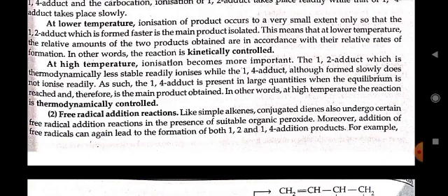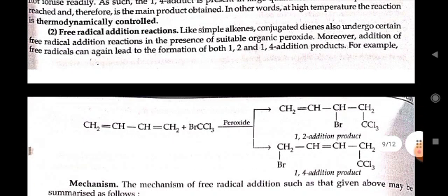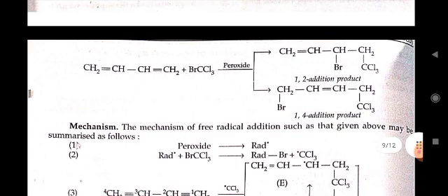Free radical addition reactions. Like simple alkenes, conjugated dienes also undergo certain free radical addition reactions in the presence of a suitable organic peroxide. Moreover, addition of free radicals can again lead to the formation of both 1,2 and 1,4 addition products. For example, CH2=CH-CH=CH2 plus BrCCl3 in the presence of peroxide gives the 1,2 addition product and the 1,4 addition product.